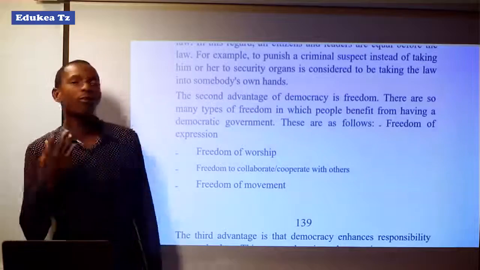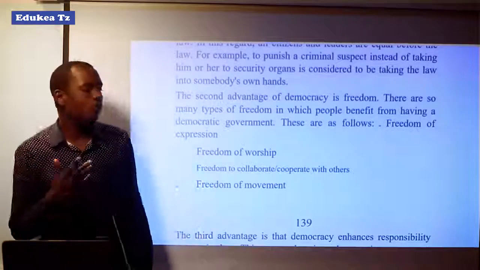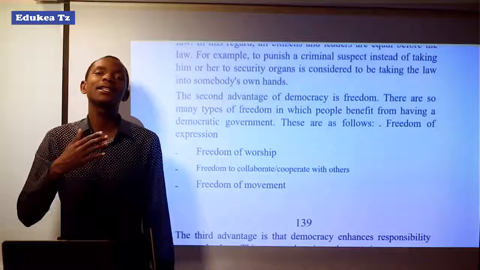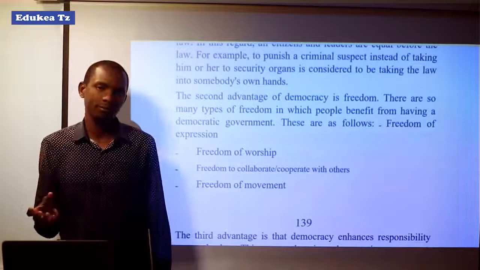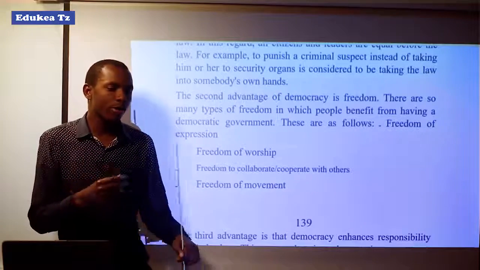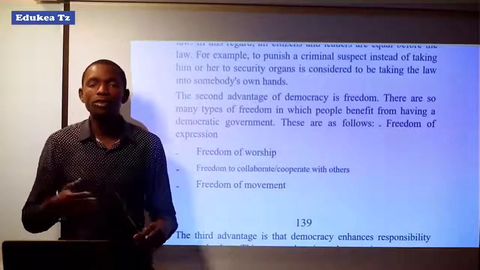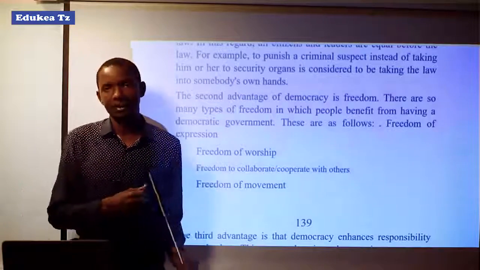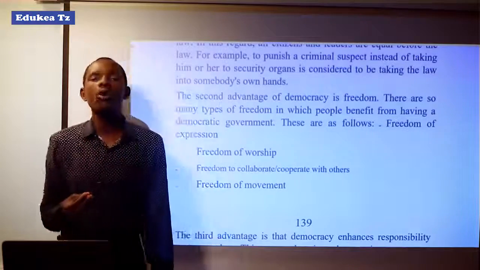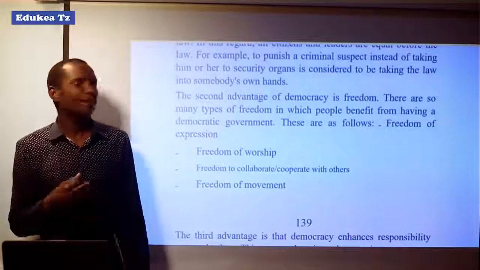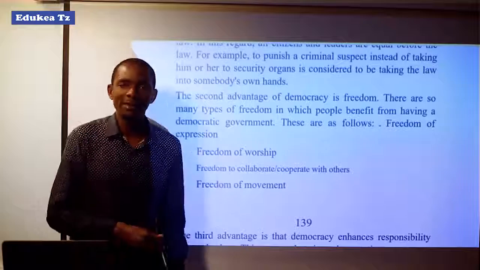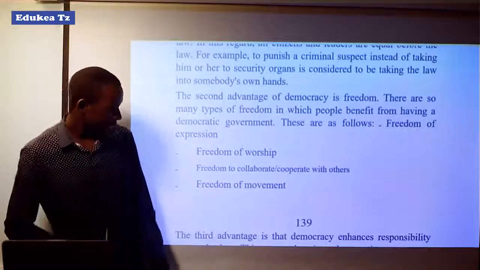Also, freedom of movement. You are allowed to move from one place to another. There is no kind of limitation. You may move from one region to another, from one place to another, without any obstructions. So that is another freedom which is strongly emphasized in any democratic government.